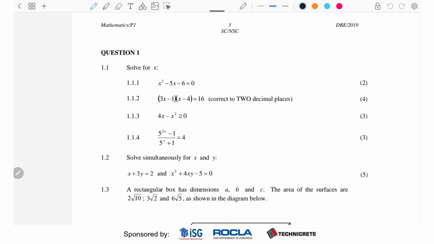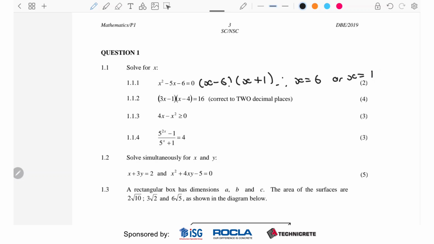Question 1.1, they want us to solve for x, and our first equation is x squared minus 5x minus 6 is equal to 0. We can either factorize it or we can use the quadratic formula. I prefer to use the most simple method, which is factorization. So the factors of 6 that I'll use to give me negative 5 will be negative 6 and plus 1. So it'll be x minus 6 and x plus 1. Therefore, x can either be 6 or x can be negative 1.